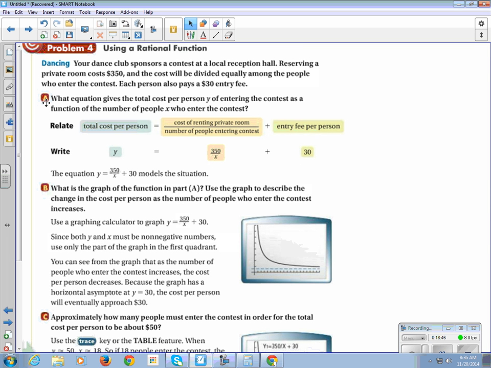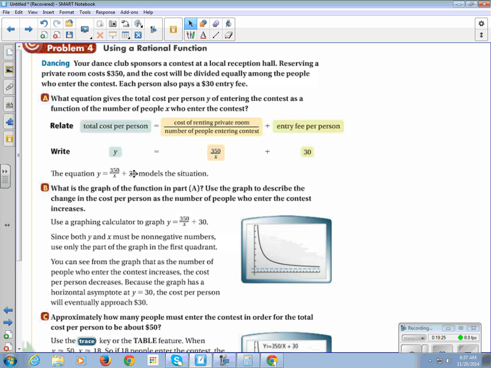Now, the reason I put this in your notes is because they're going to give you a problem that's pretty similar to this, and we have to know how to put it together. What equation gives the total cost per person, y, of entering the contest as a function of the number of people, x, who enter the contest? So the total cost of the person is equal to cost of renting a private room divided by the number of people, because you got to split it amongst all those guys that come, plus the $30 entry fee. So we have a nice little equation, 350 over x plus 30.